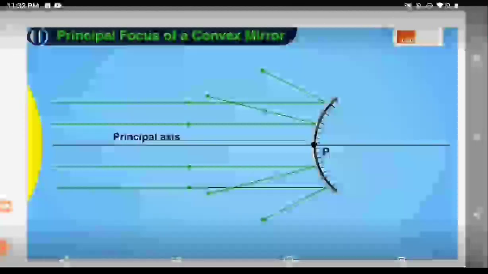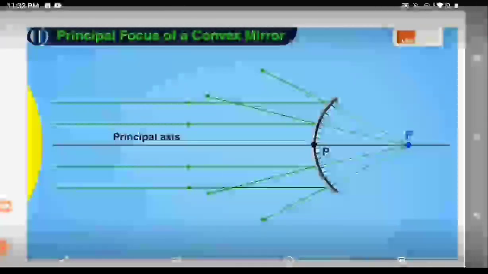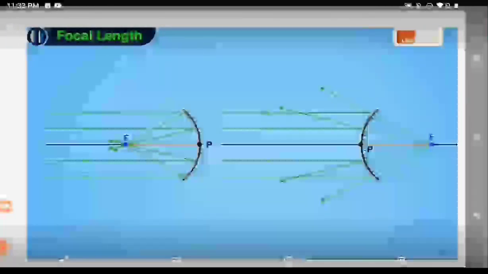What do you mean by principal axis? The principal axis is an imaginary line which passes through the focus as well as the pole of a reflecting or spherical surface. What do you mean by focal length? Focal length is the distance between the principal focus and the pole. Another relation of focal length is that it is half of the radius. Focal length is always half of the radius.